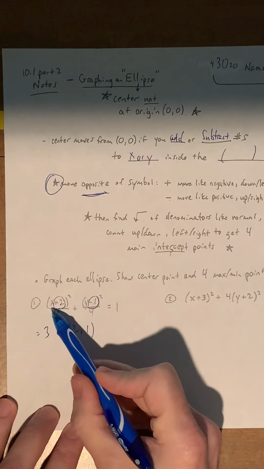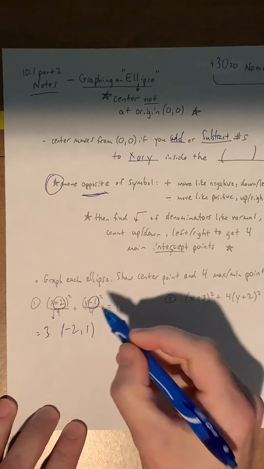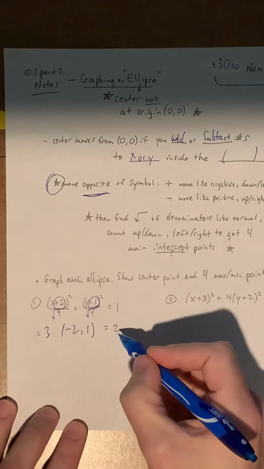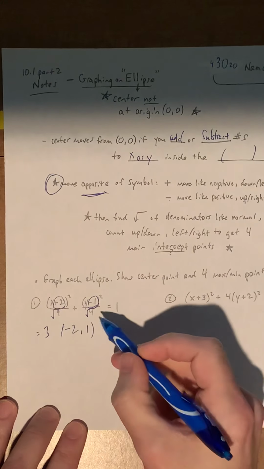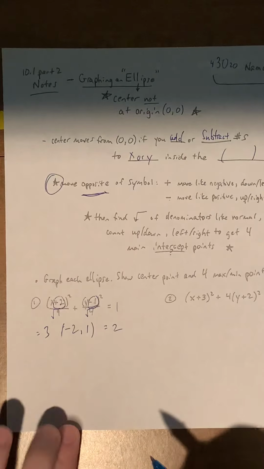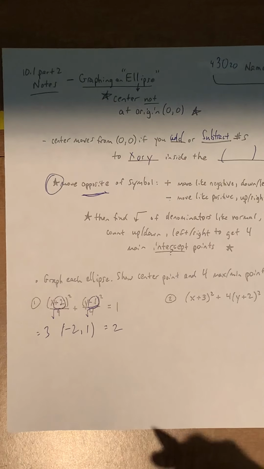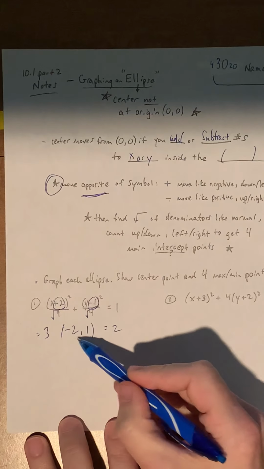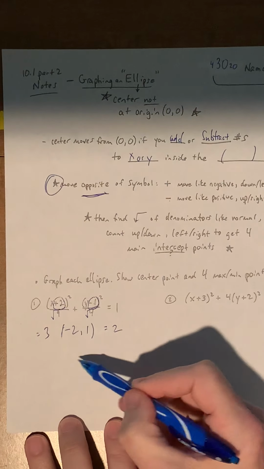That would be in the x direction, left and right, from the center point. Square root of 4 is 2. That would tell you how far to go up and down, the y direction, from your center point. All right? Now it's real easy to graph. So we have our center, left 2, up 1, 3, 2.